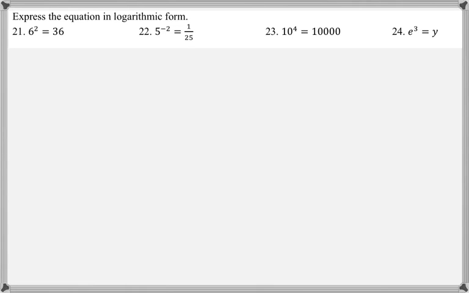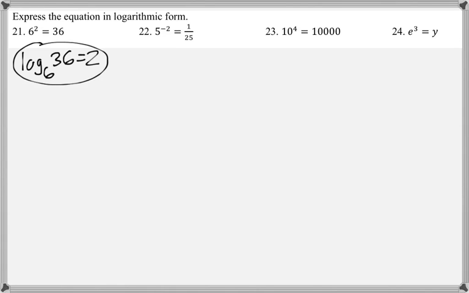For the next questions, it wants us to express the equation in logarithmic form. So before, we were starting out in logarithmic form and converting to its equivalent exponential form. Now we're doing the reverse. We're starting out with the exponential form and converting to its equivalent logarithmic form. So 6 raised to the 2 is equal to 36. The equivalent logarithmic form would be log base 6 of 36 is equal to 2.